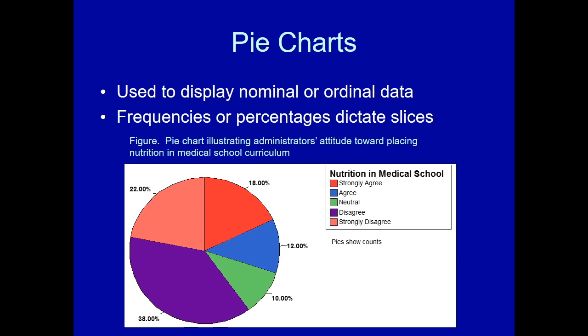In this example on this page, we have a figure showing administrators' attitudes towards placing nutrition in medical school curriculums. So this was a Likert scale option of strongly agree, agree, neutral, disagree, or strongly disagree. In this example, 38% of the respondents disagreed, 22% strongly disagreed, 10% were neutral, 12% agreed, and 18% strongly agreed. So for a pie chart, the total has to equate to 100%. Otherwise, it wouldn't be a circle. So it's just something to remember.